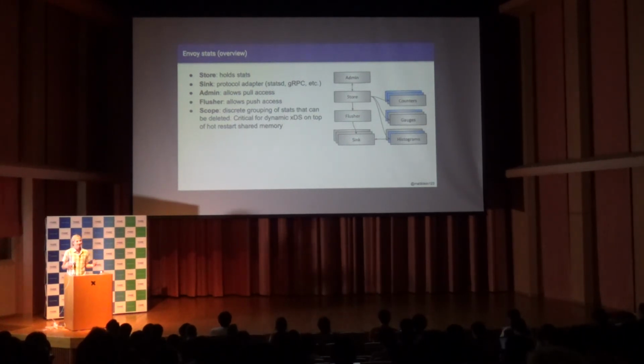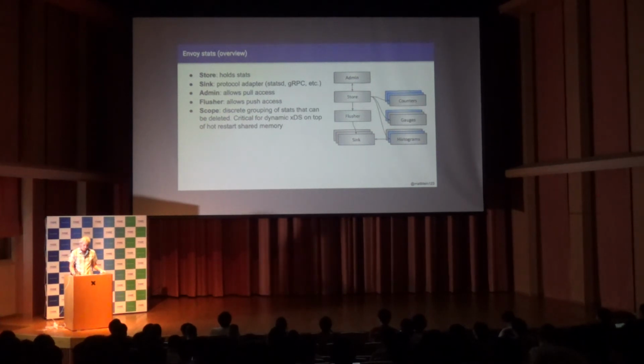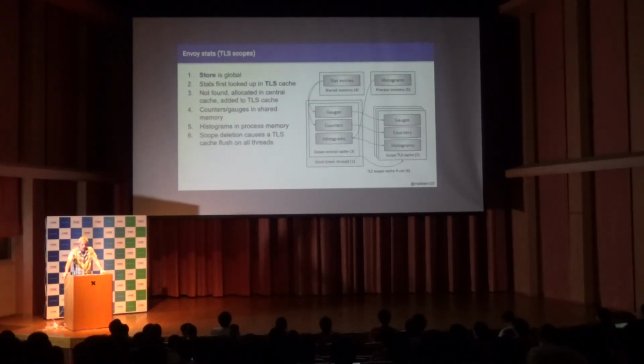This is important because, again, with Envoy you can reconfigure almost all of it without shutting it down. So we can delete listeners, delete clusters, and add them. In order to not leak stats, we have to have a grouping of stats, which we call a scope, and then we can delete all those stats together. So let's put all of this together. Let's look at how we do stats using TLS, RCU, and all the other stuff that we've been talking about.